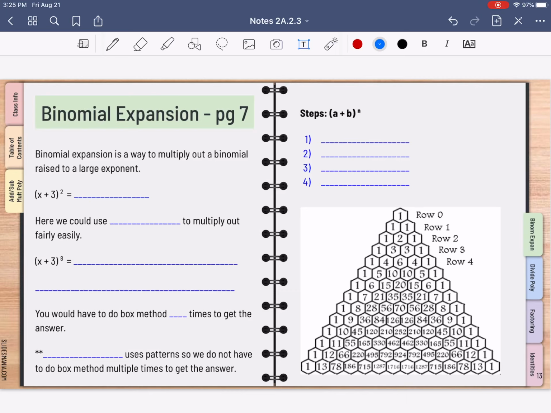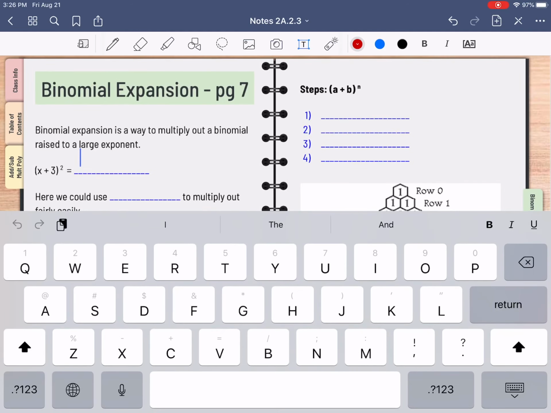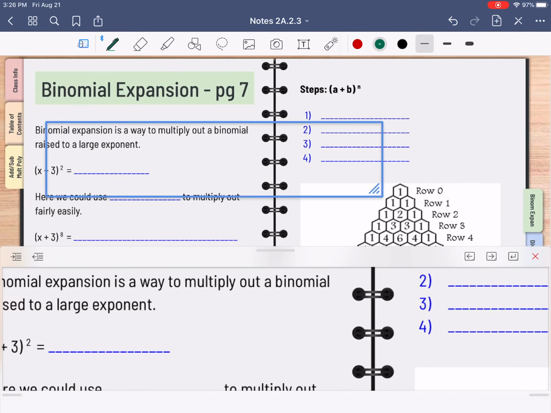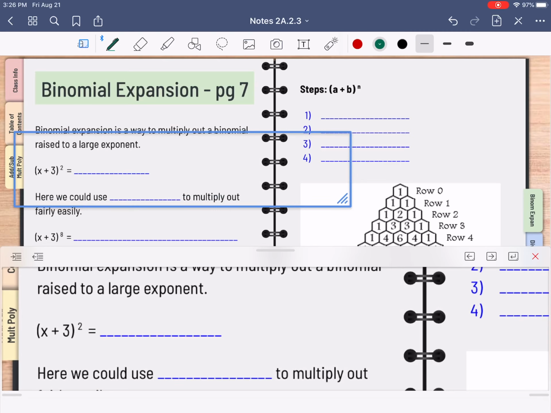You guys are just going to type it in, so just highlight where the little blue line is, and then you can just type it in right there. Okay, so binomial expansion is a way to multiply out a binomial raised to a large exponent. So, for example, if you see x plus 3 squared, it means that you're taking x plus 3 times x plus 3. You're taking the same binomial twice, and you're multiplying it by itself.